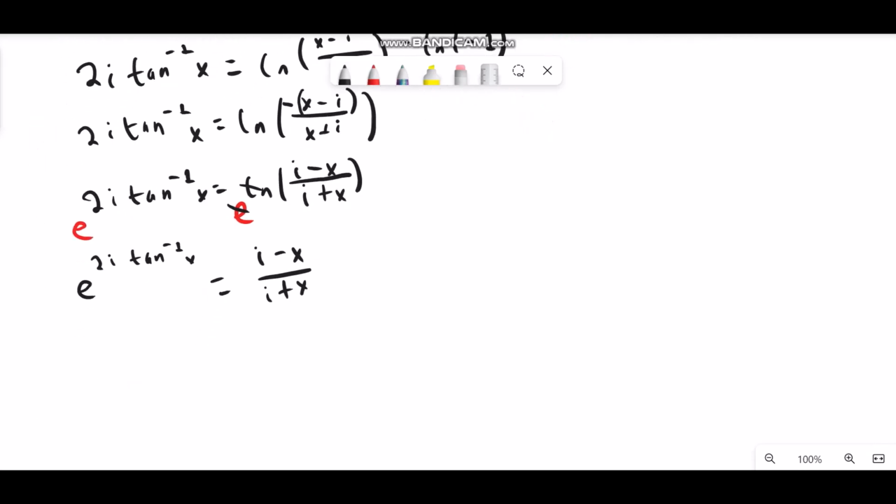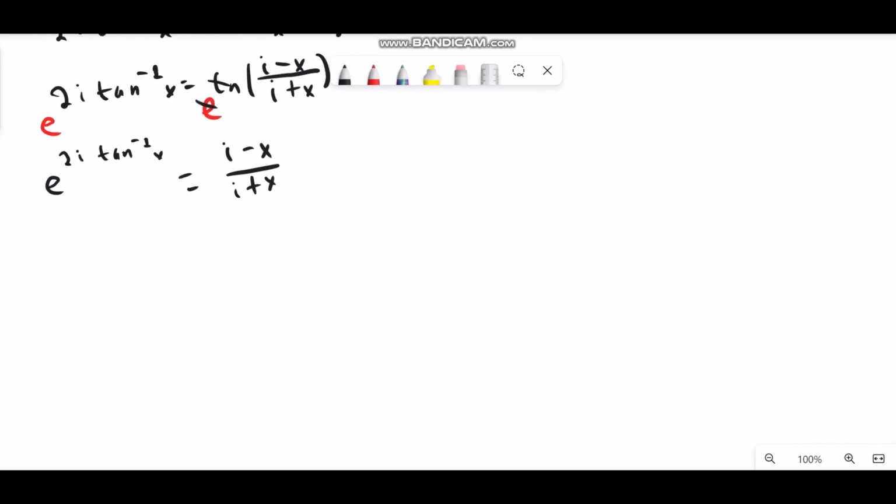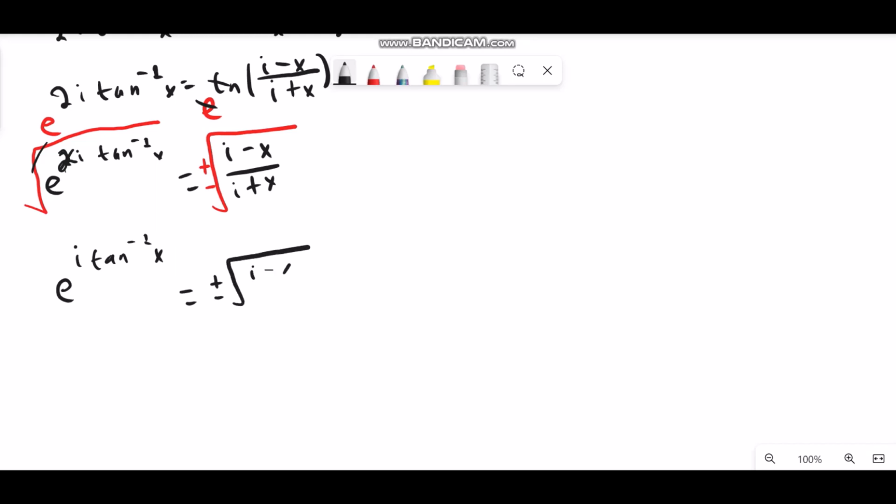Now, we want to get a formula in the end for e to the i theta. So let me first of all get rid of this 2. So we have the 2 in the exponent, so to get rid of it, we can take the square root on both sides. So square root here, square root here. But because we're taking the square root on both sides, we should put down a plus or minus on one side. All right, so here you'll see that the square root and the second power will just cancel each other out, and we'll be left with e to the i inverse tangent of x equals plus or minus square root of i minus x over i plus x.